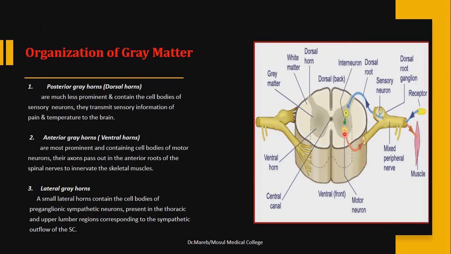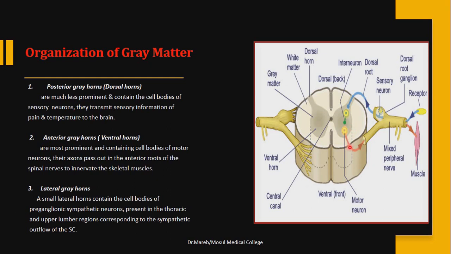Now, the organization of the gray matter. The gray matter is organized into the posterior gray horn, which is also called the dorsal horn, the anterior gray horn, which is called the ventral horn, and the lateral gray horn. The posterior gray horn is less prominent than the anterior or ventral. This is the posterior. It contains cell bodies of the sensory neurons, and they transmit sensory information of pain and temperature to the brain. So they are less prominent than the ventral or anterior, which appears most prominent, and this contains cell bodies of motor neurons, and their axons pass from here.